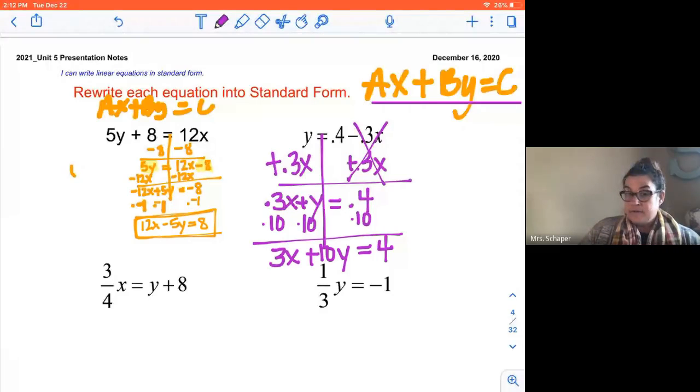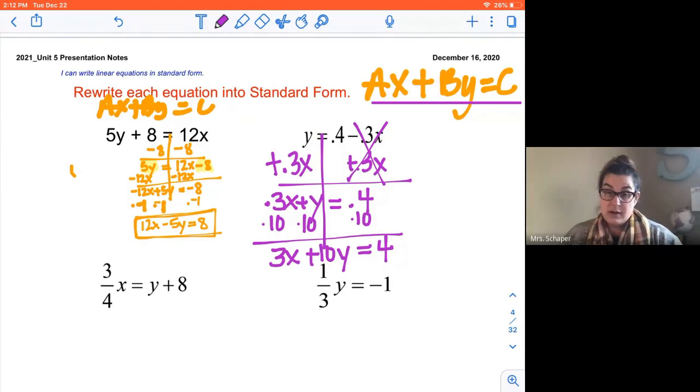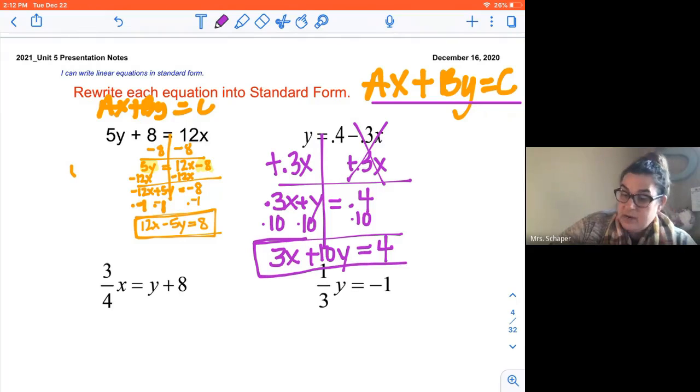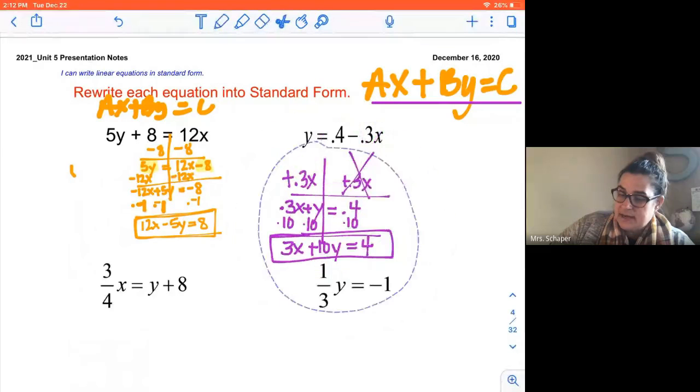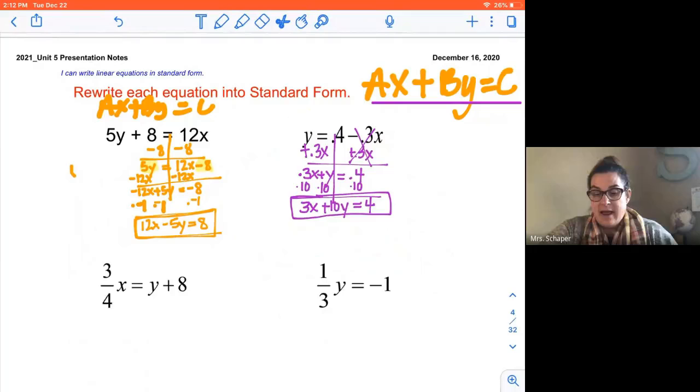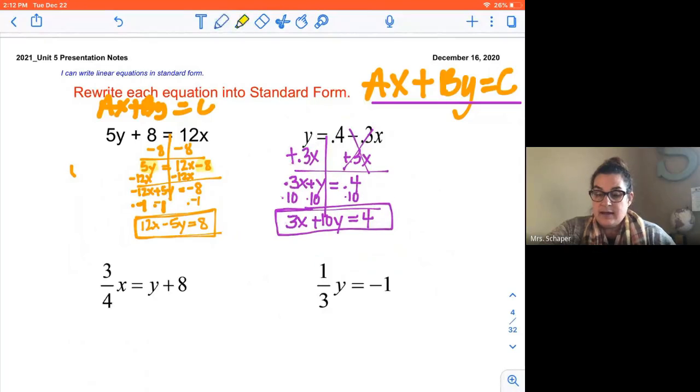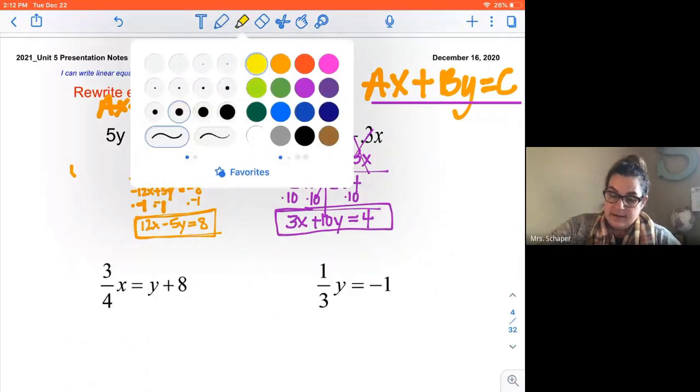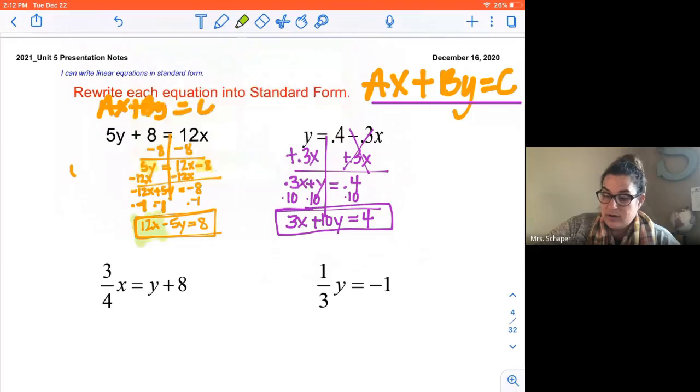A is positive. That's the 3. Their greatest common factor is 1, meaning nothing else is going to divide out of them. And I have x and y on the same side. I just took this equation and rewrote it into a different form. I wrote it in standard form, ax plus by equals c. Let's highlight our answers so we can see them more clearly.